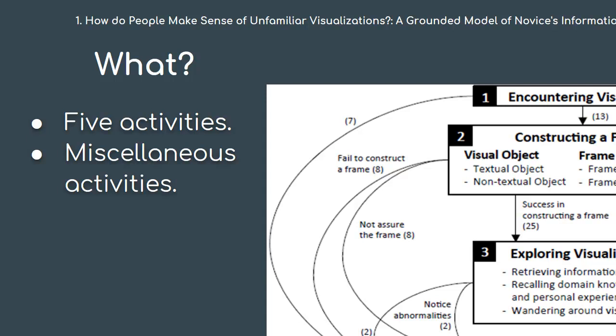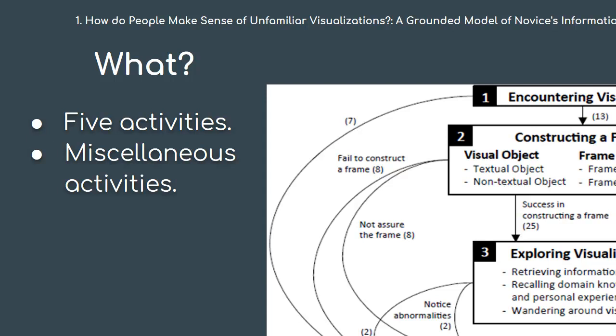After this, the participant will start constructing a frame, using the visual objects or the text objects to make sense of the visualization, or they will use the content of the frame to understand the visualization. If they succeed in constructing a frame, they will proceed to the next activity. Otherwise, they will go to the fourth activity or the last activity.